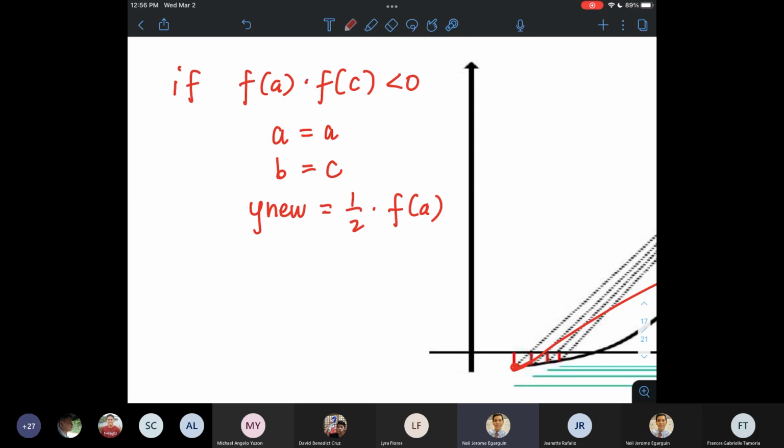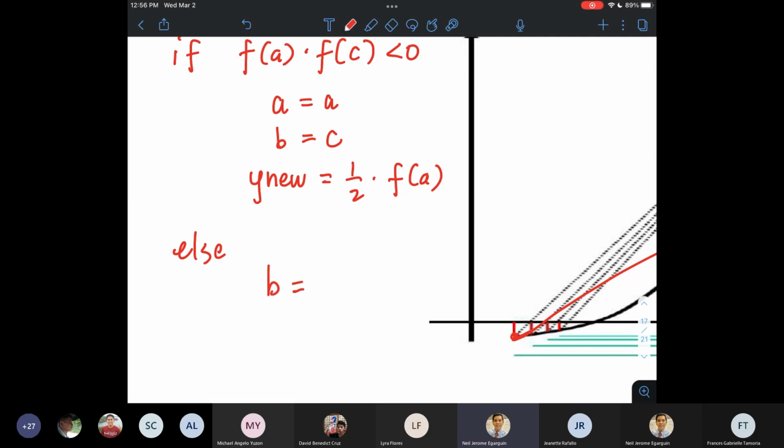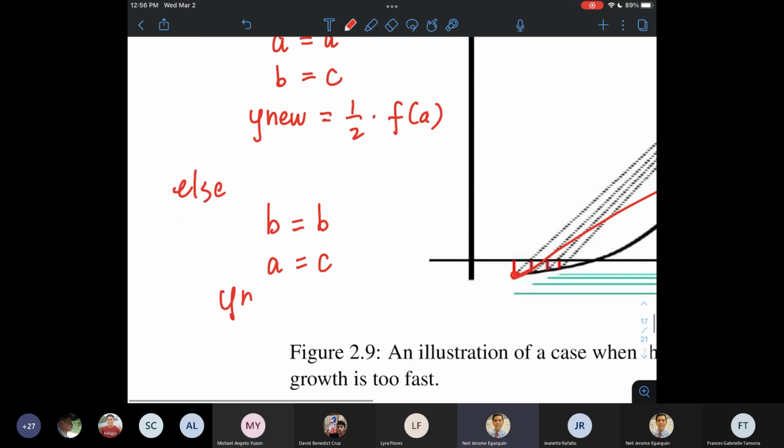Alright? Now else, ito naman yung case ng f of c times f of b ay less than 0. So si b ay i-retain mo to be b. Tapos si a, gagawin mo siyang c. Tapos ang gawin mong y new ay 1/2 ng f of b. Kasi nga, namumultiply dapat ng 1/2 ay yung function value nung lumang endpoint. Okay? So I hope that gives you an idea paano nyo i-modify yung regular. Of course, meron pa siguro dyan sa loob, pero ito yung isang suggestion para minimal yung modification na gagawin nyo. Okay?